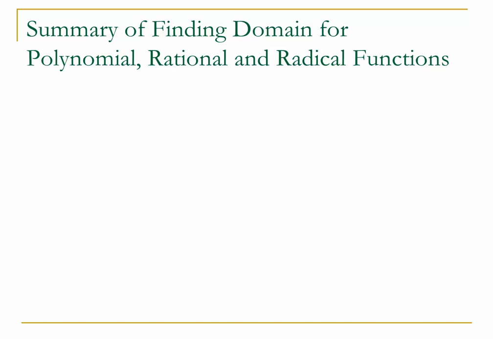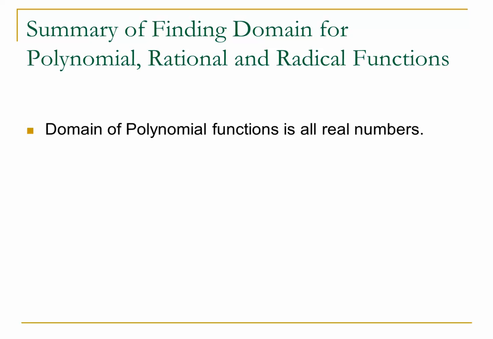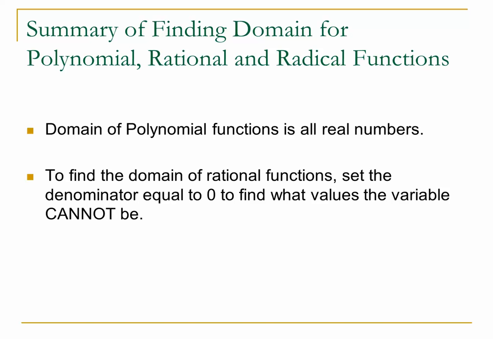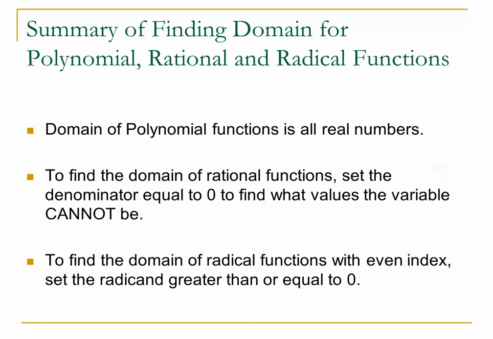And finally, in summary, to find the domain of a polynomial, rational, and radical function, the domain of a polynomial function is simply all real numbers. To find the domain of a rational function, you set the denominator equal to 0 to find what the values of the variable cannot be. And finally, for a radical function with even index, you set the radicand greater than or equal to 0.